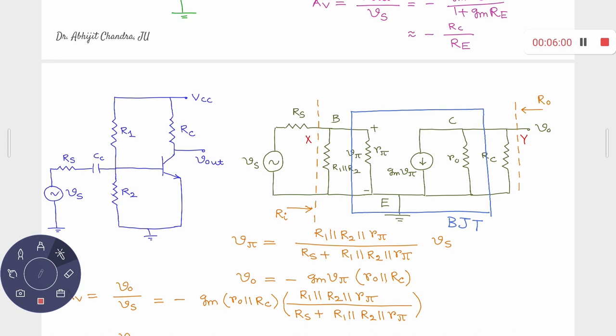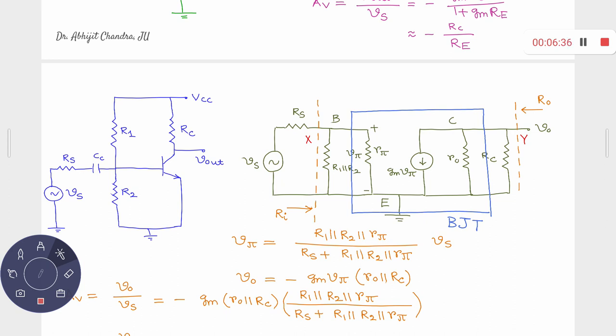So there are certain tricks. If you simply apply circuit theory laws, then you will be able to find the expression for this voltage gain. First of all, as you understand, Vs and V pi are not the same, because you have some voltage divider kind of thing. Suppose the resistance looking between these two terminals to ground is given by Ri.